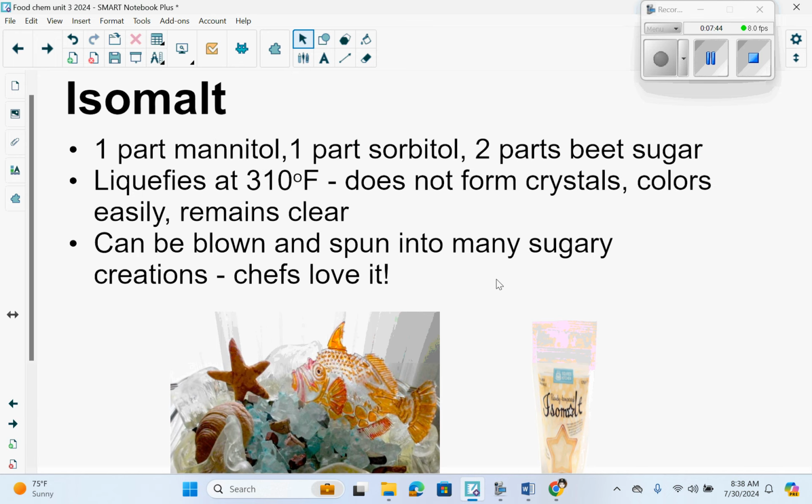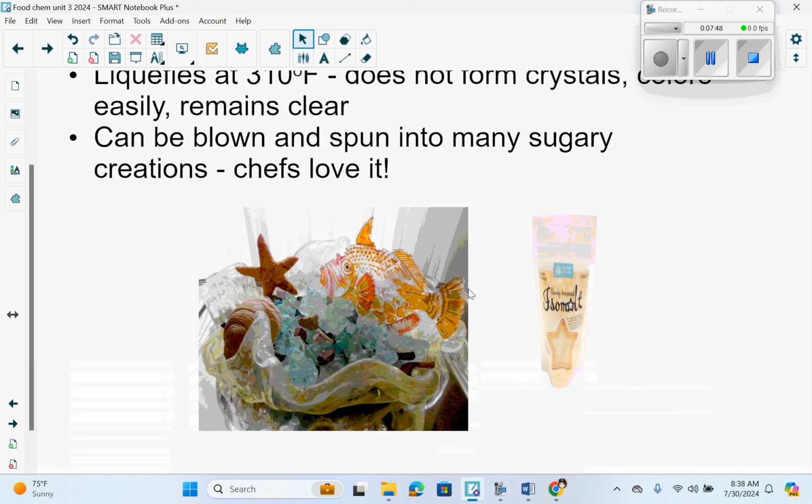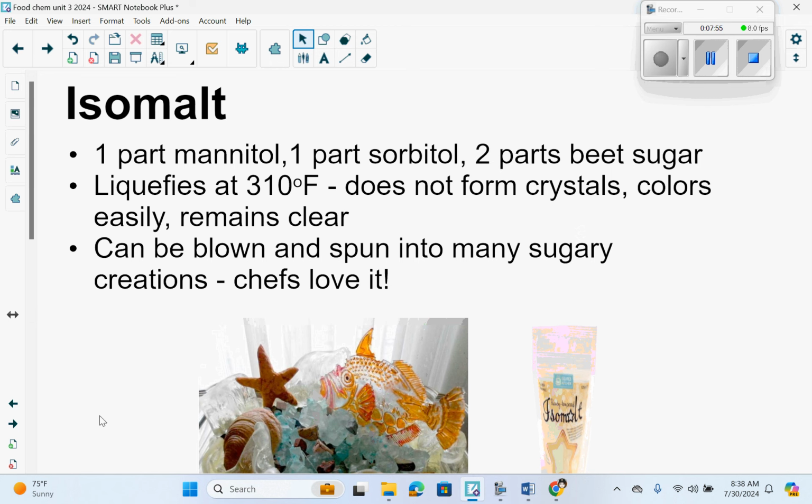So if you've never heard of this or haven't worked with it, you really have to be into this type of creativity, but it's super awesome. I mean, look at that. That is just awesome. So chefs love it.